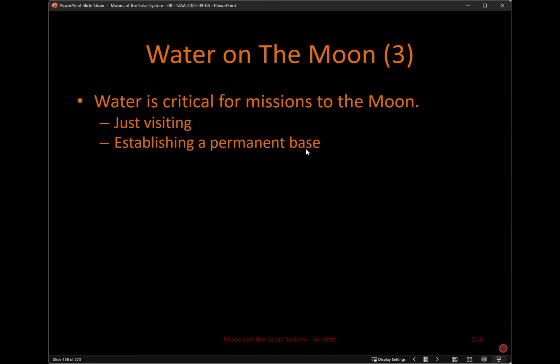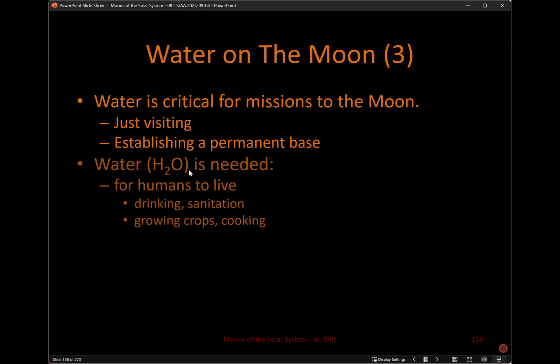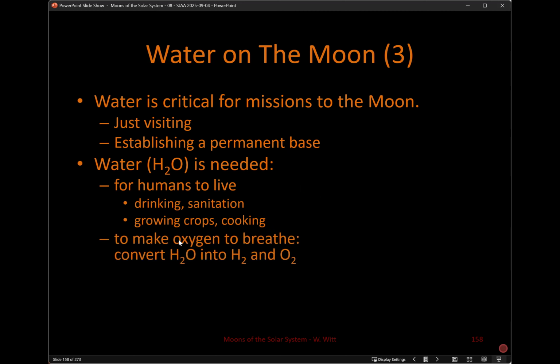And this is really important because if we want to either just visit briefly on the moon or establish a permanent presence, we need water, right? We need it for drinking and sanitation. If we want to hang out longer, we need it for growing crops and for cooking. And if we have water, we can make oxygen out of it and breathe it, right? So we can convert H2O into H and O, hydrogen and oxygen, right?